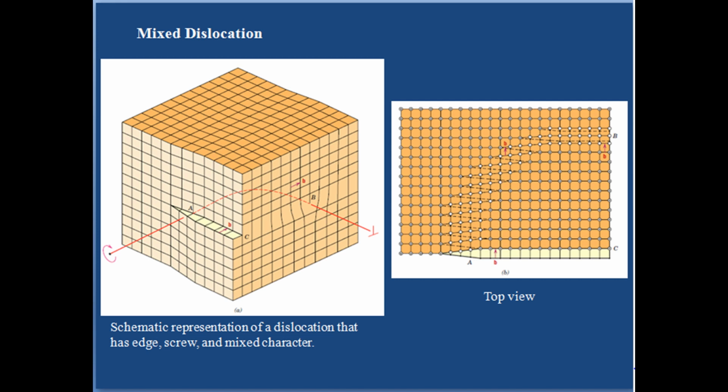Furthermore, the nature of a dislocation, that is edge, screw or mixed, is defined by the relative orientations of dislocation line and Burgers vector. For an edge, they are perpendicular, whereas for a screw they are parallel. They are neither perpendicular nor parallel for mixed dislocation.